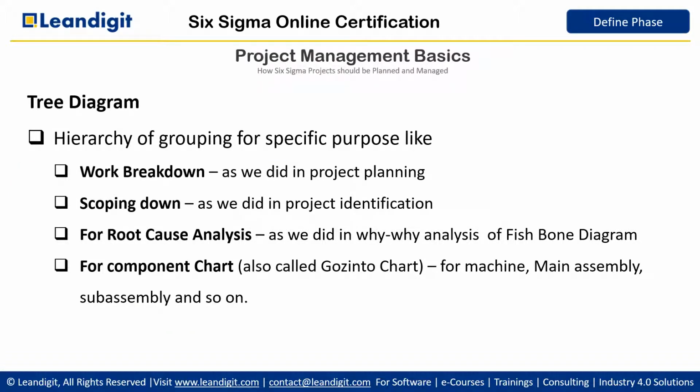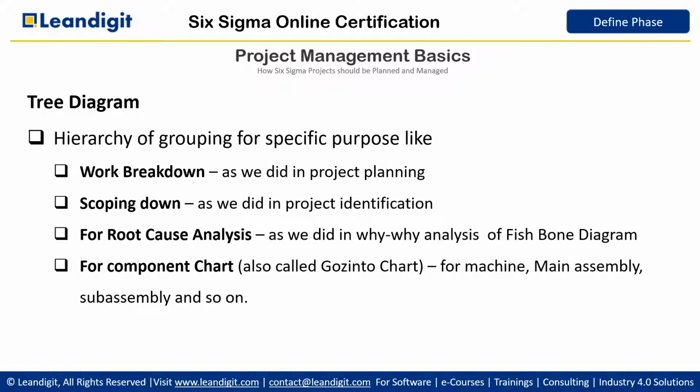A tree diagram is a hierarchy for special purposes. For example, we studied in work breakdown that we identify sub projects, then sub projects, and then activities under each sub project. We make a tree hierarchy, like your organizational chart. We scope down. In scope identification, we identified losses, and within losses how much loss of each type. So this becomes a scoping down tool also. In root cause analysis, we saw in the fishbone diagram that we identify the main bone, then within the main bone, man, machine, material, method, within man, machine, method the causes, and then why of each. So it's making a hierarchy. So root cause analysis or fishbone diagram is also a type of tree diagram.